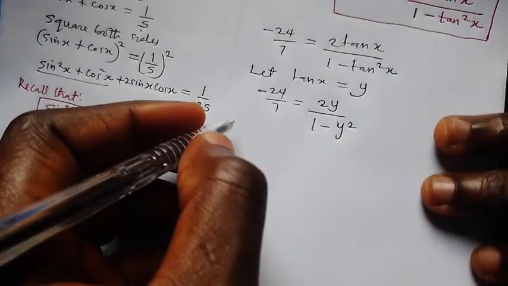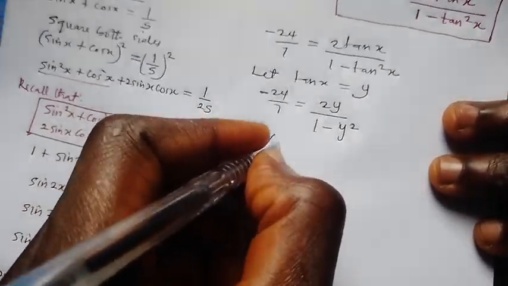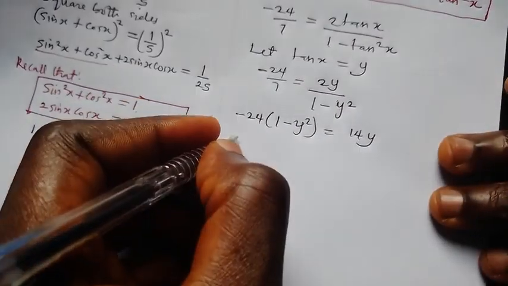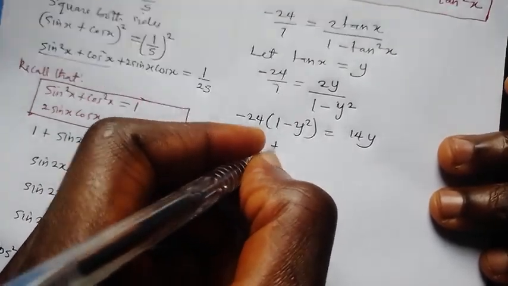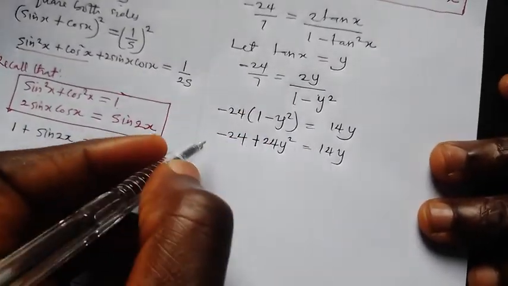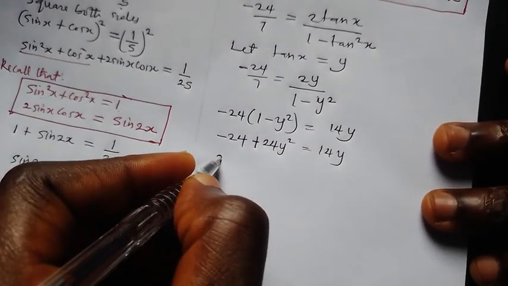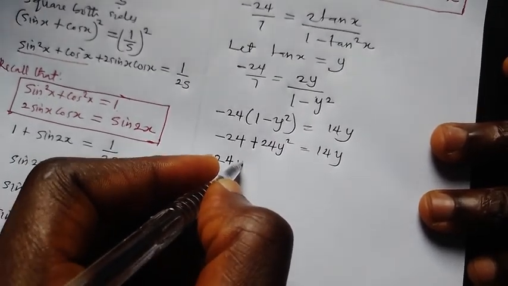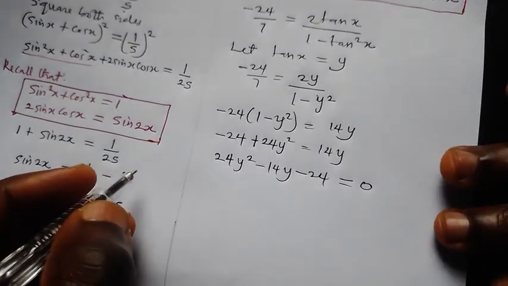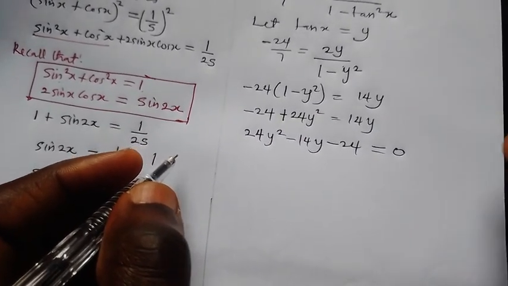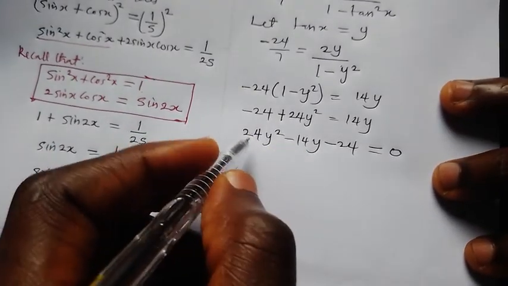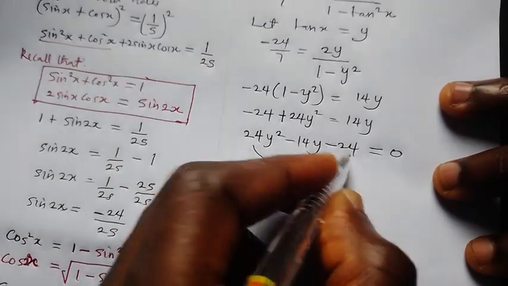Right? So we can cross multiply here such that we have negative 24 into bracket 1 minus y squared equals 14y. Upon expansion, we have negative 24 plus 24y squared equals 14y. If we rearrange this in the general form, we have 24y squared minus 14y minus 24 equals 0. So this is obviously a quadratic equation. You can decide to solve this by factorization method or formula method, or whichever method. Now I will be using factorization method.